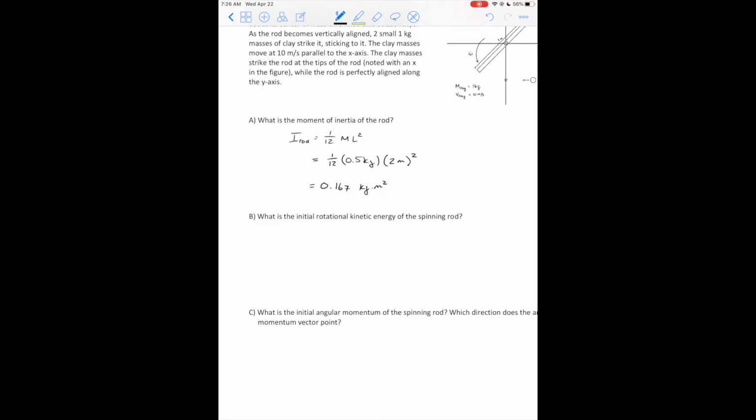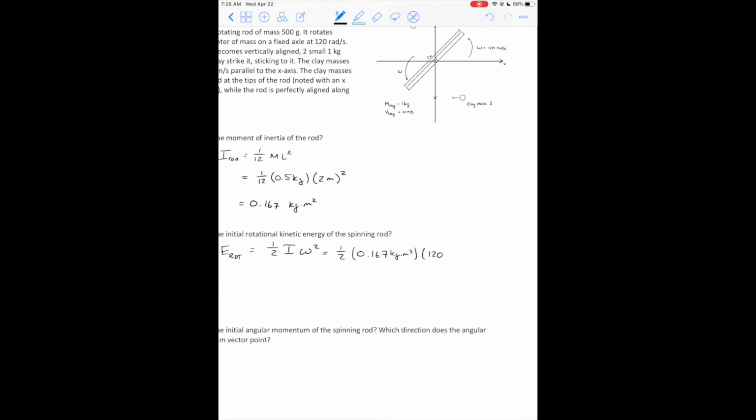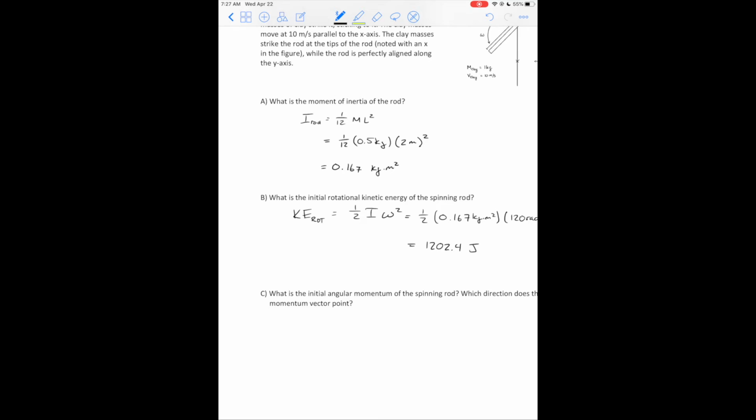What is the initial rotational kinetic energy of the spinning rod? So translational KE is 1/2 mv squared. If we think about rotational quantities now, I have 1/2 not m but I, not v but omega squared. So if I plug that in, I have 1/2 times 0.167 kilogram meters squared times 120 radians per second, squared. When I find how many joules that is, I get 1202.4 joules. So that's my rotational kinetic energy.